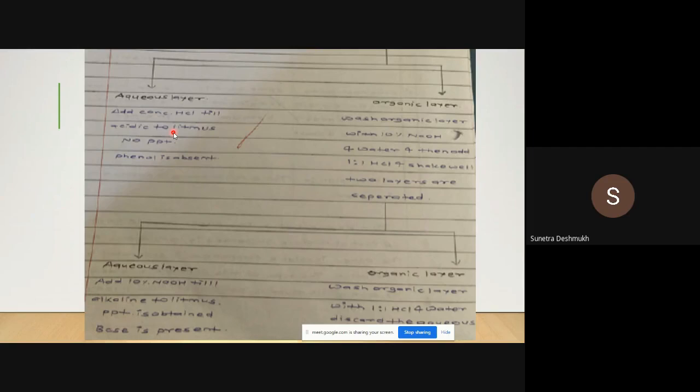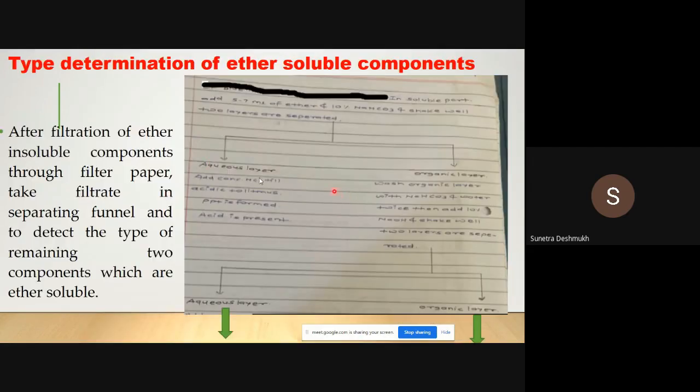If you have taken out the first acid, and a small amount of acid is still remaining in your ether layer, and you didn't give washing with water to that ether layer... Sorry, not here, we don't have to give washing here, we have to give washing here only. So here is the aqueous layer we have taken out. Again we have to add water 2 to 3 times to that mixture.